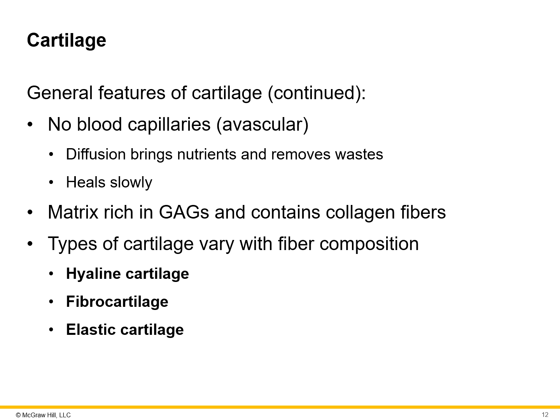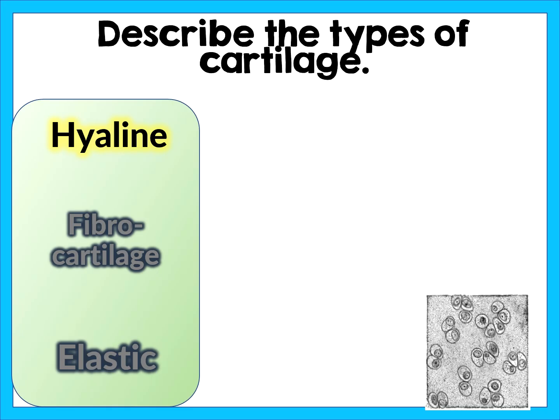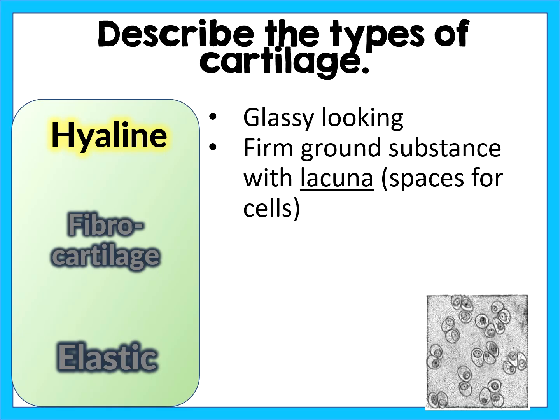So there are 3 different types of cartilage, and they will vary with the fibers that they are made of. Right? So we'll talk about hyaline cartilage first, then fibrocartilage, then elastic cartilage. Hyaline cartilage is known for its glassy looking appearance. The ground substance is firm, and we're going to see those cells trapped in a lacuna.